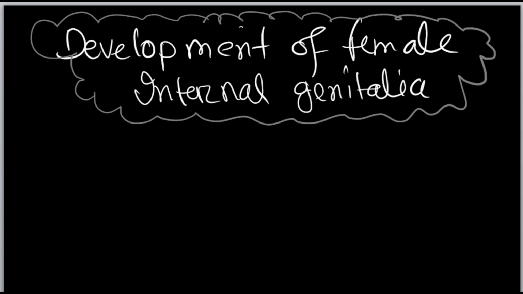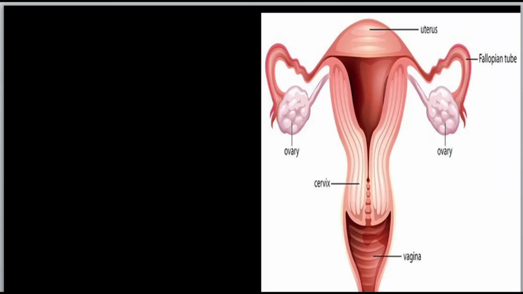Today's topic is development of female internal genitalia. Before going to the details of the development, we will know about the parts of female internal genitalia and the derivative structures from which these parts develop. First of all, parts of internal genitalia. It contains a pair of ovary.